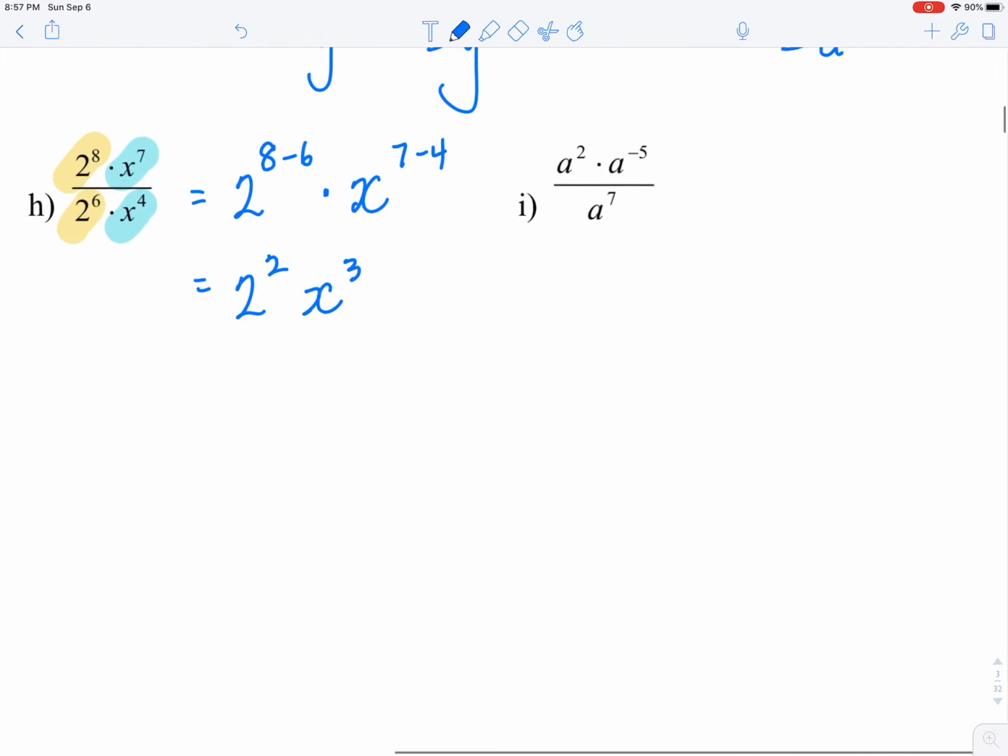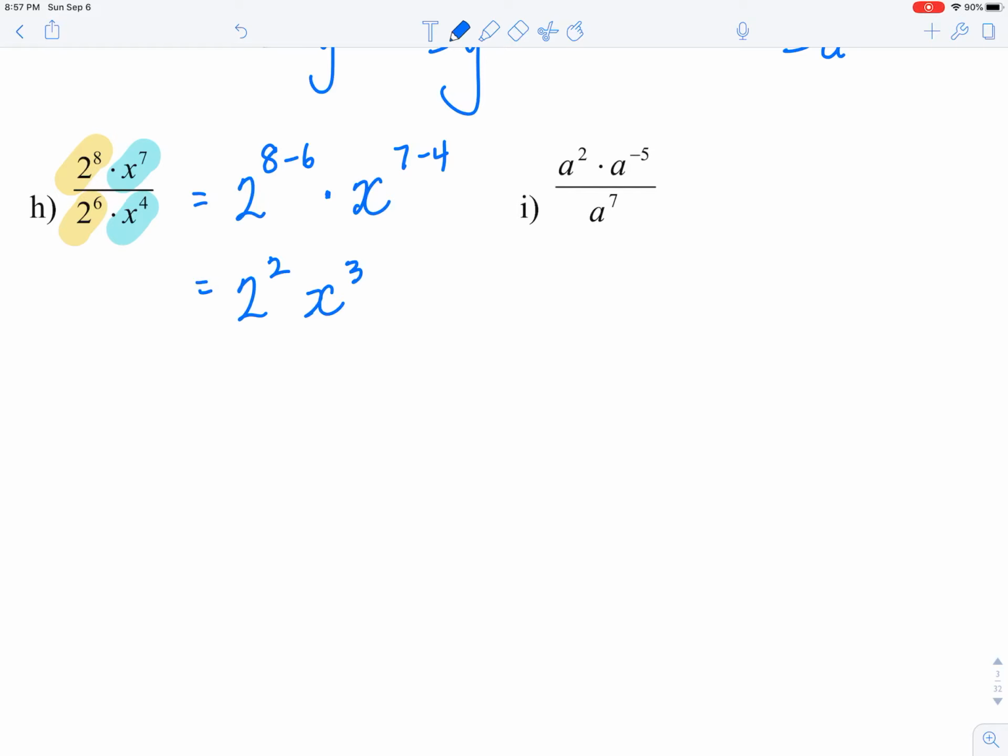For question I, we have a squared. They're all a's, so I'm going to do this one all as one big sentence. These top two, because they're being multiplied, I'm going to add the exponents. So it's a to the 2 plus minus 5. And then I'm subtracting this exponent, so minus 7, because it was dividing. We added the minus 5 because it was timesing, subtracted because it was dividing. So plus minus turns into a minus, so a to the minus 5 minus 7. So that's a to the minus 3 minus 7 equals a to the minus 10.